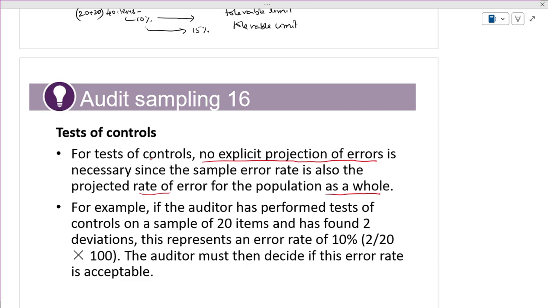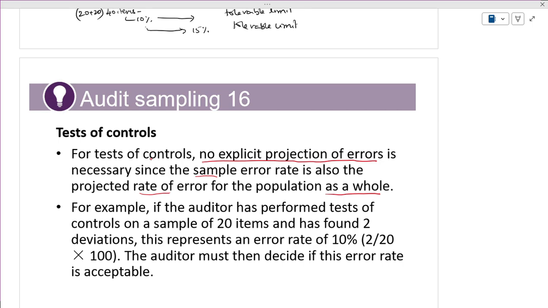Since the sample rate, they will mention the sample rate. In the test of details they have mentioned the value. In simple words, I will make it like this: in the test of details they have mentioned the value, and in the test of control they will mention the percentage, the error rate. Here they have mentioned the error value; there they will mention the error rate.